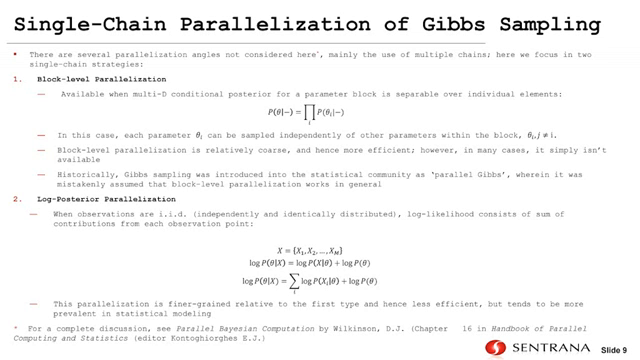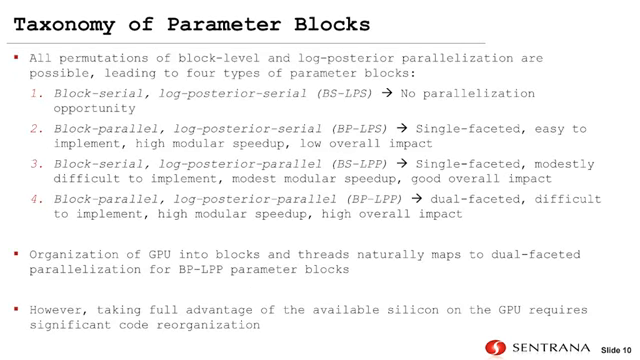Okay, so now with these two parallelization angles in mind, we can create a taxonomy. All permutations of these parallelizations are possible, leading to 4 types of parameter blocks. One is that in both dimensions, they're serial, no parallelization opportunity, that's the end of it. Then you can have block parallel, log posterior serial; block serial, log posterior parallel; and block parallel, log posterior parallel. These two are single-faceted parallelization opportunities. They're relatively easy to implement. This one is very easy. This one is a little bit harder.